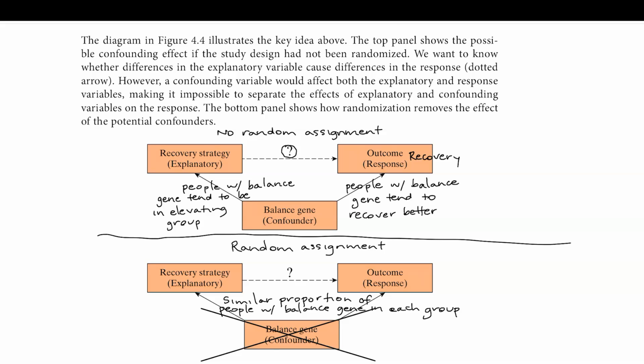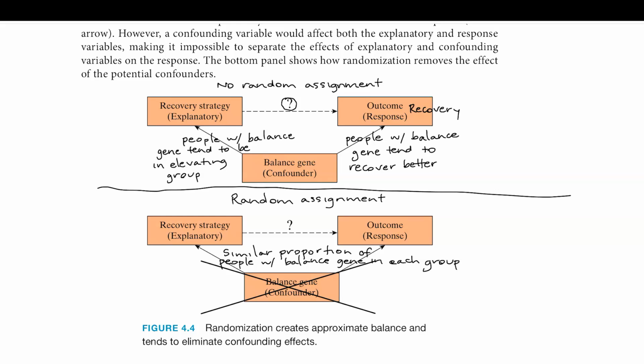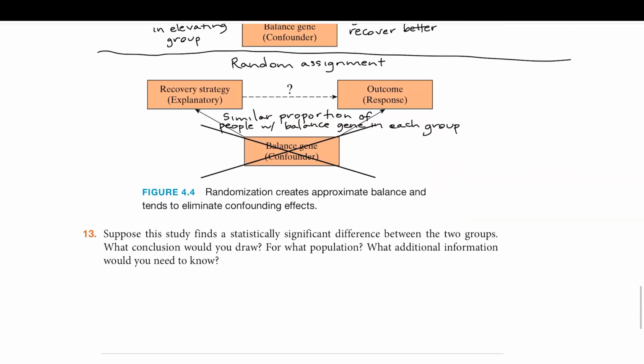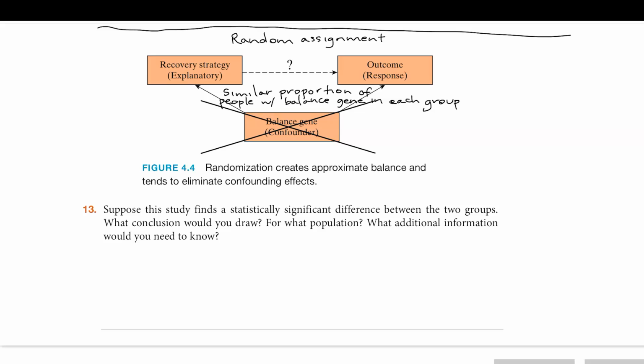So that's how the balance gene can affect the explanatory variable, but also the balance gene could be associated with the response variable of whether the person recovers from their trip, because people with the balance gene might tend to recover better. So in the bottom part, they show that if you've used random assignment, then there is a similar proportion of people with the balance gene in each group, so they've crossed out the balance gene. It's no longer a confounding variable. And so any tendency with the outcome, if there's any difference between the groups, we can attribute that to the strategy and nothing else. We can say it must be because of the explanatory variable.